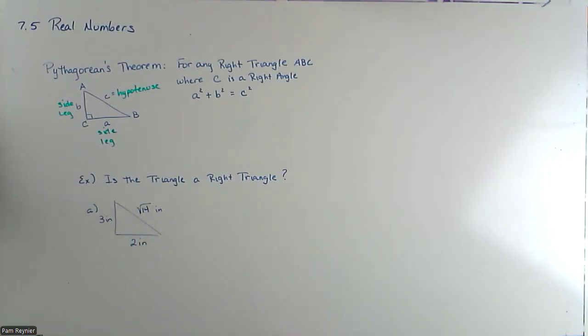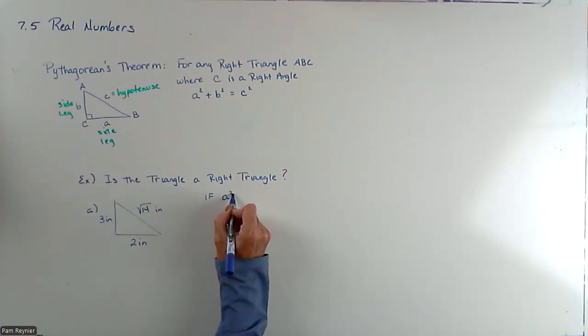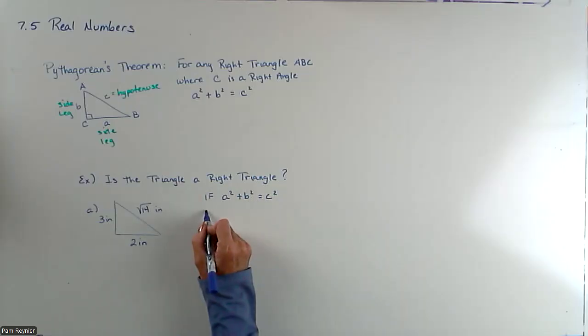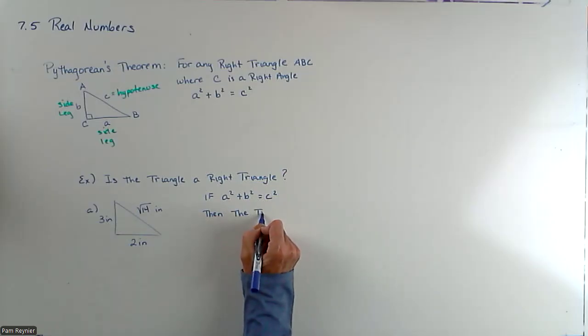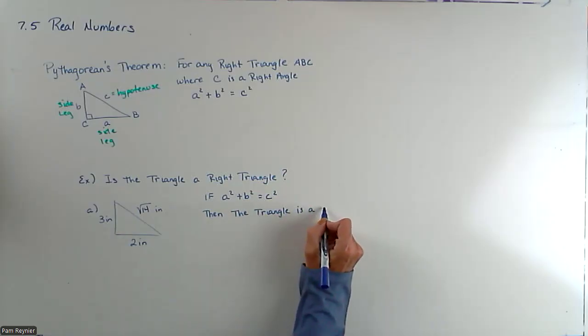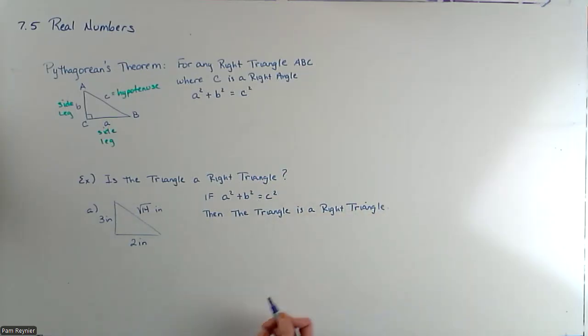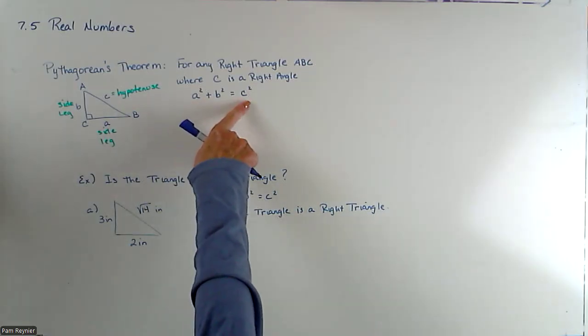So if a squared plus b squared equals c squared, then the triangle is a right triangle. That's the converse of the Pythagorean theorem. Instead of going if P then Q, we're going the other way. If Q then P.